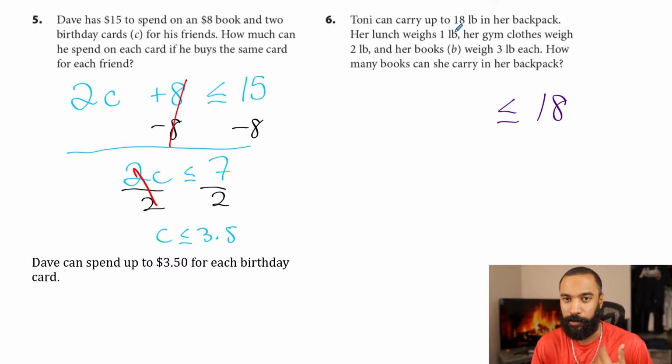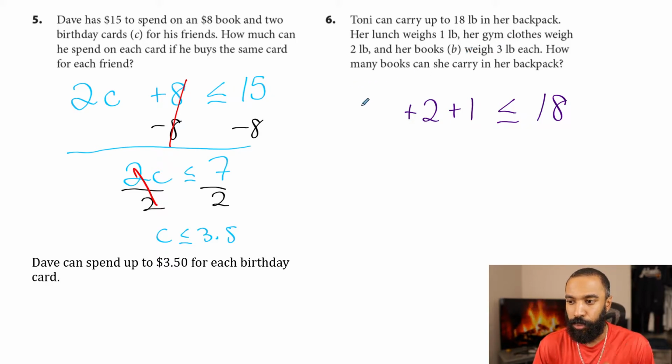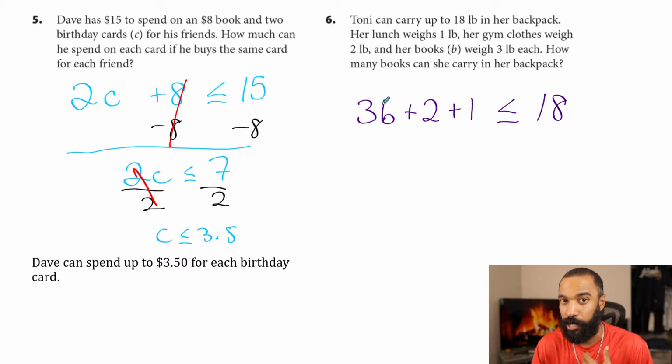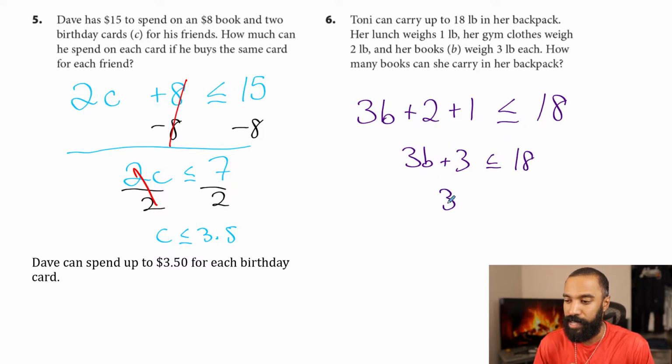So what we do have are some constants here. Her lunch weighs 1 pound, heavy lunch. Her gym clothes weigh 2 pounds, and her books weigh 3 pounds each. If you take 3 pounds per book and multiply by the number of books, your total is going to be some weight in pounds. So here's the setup of this inequality: 3b plus 2 plus 1 is less than or equal to 18. I'm going to combine like terms first, and then I'll move some stuff over. Subtract 3 from both sides. I'll just not show the work there. 3b is less than or equal to 15, and divide by 3. b is less than or equal to 5. Now keep in mind, these are the number of books.